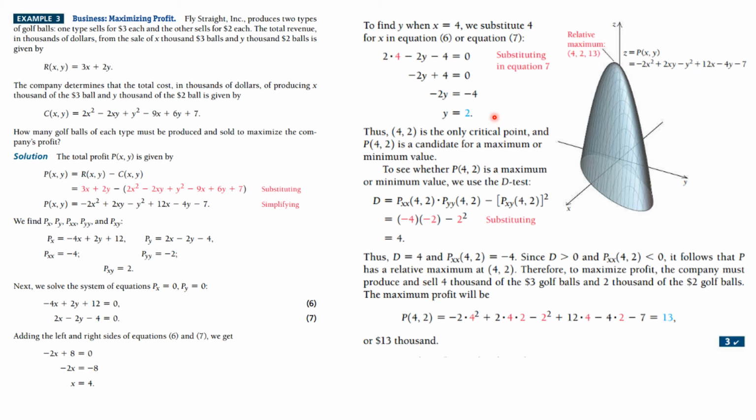We get that y is 2. So x is 4, y is 2 is the only critical point, and it's a candidate to be the max or min. Now we will check to see what it is.